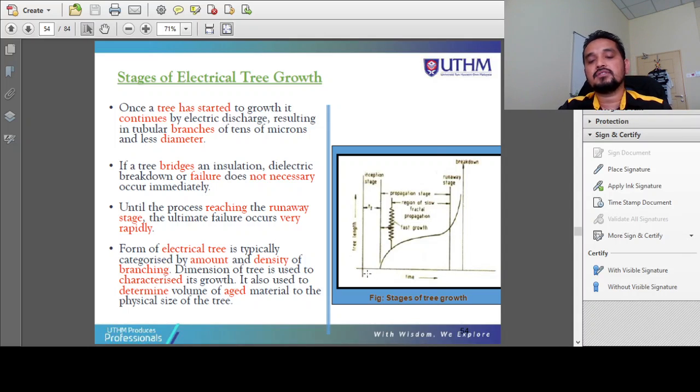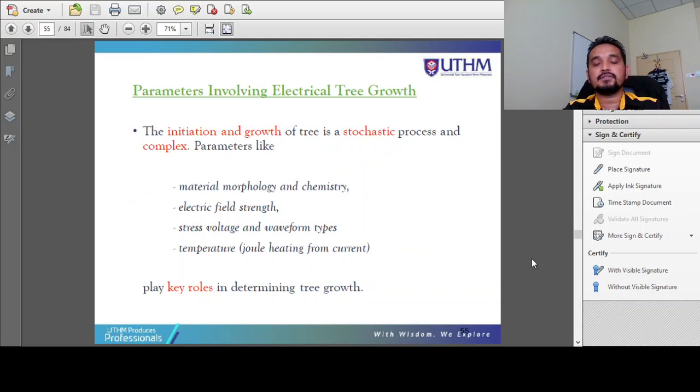This is what is called a tree growth plot. How are we going to relate the length or the size of the tree with time? With time, it will eventually reach the terminal runaway condition and lead to total failure. Once it fails, definitely we need to replace it with a new one. It will not replenish or regain its properties.